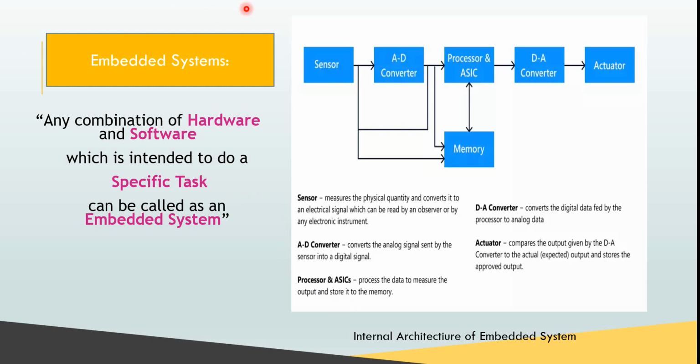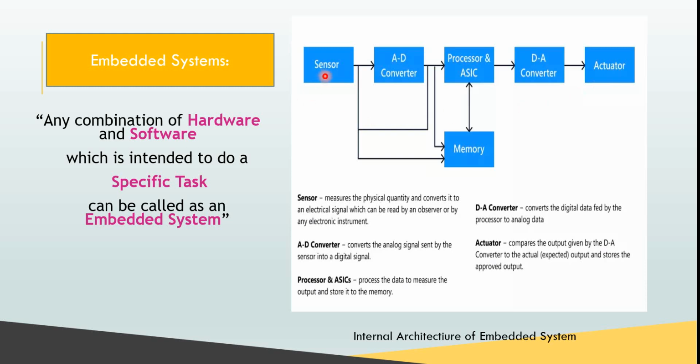In an embedded system, the internal architecture looks like this: the sensors collect the data, which is in analog form, and the actuators give the output in digital form, like in displays. Wherever we see displays, we can consider them as actuators, and also motors. These kinds of things we can call actuators.